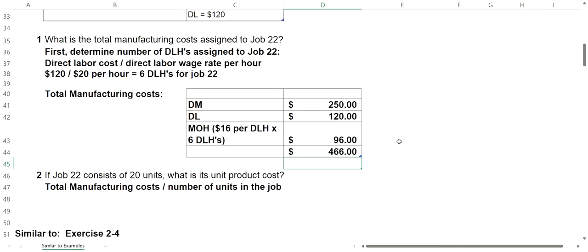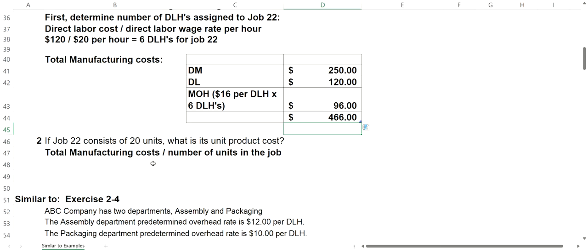Well, what if job 22 consisted of 20 units? What would be the cost of manufacturing overhead per unit, or the total cost per unit in this case? So what I want to do is I'm going to take the total cost of $466 for job 22 and divide it by 20 units, and therefore it comes out to $23.30 as the cost per unit.